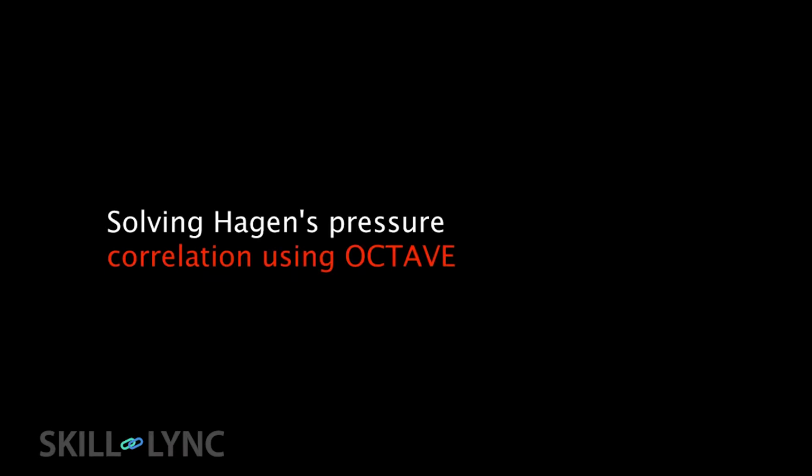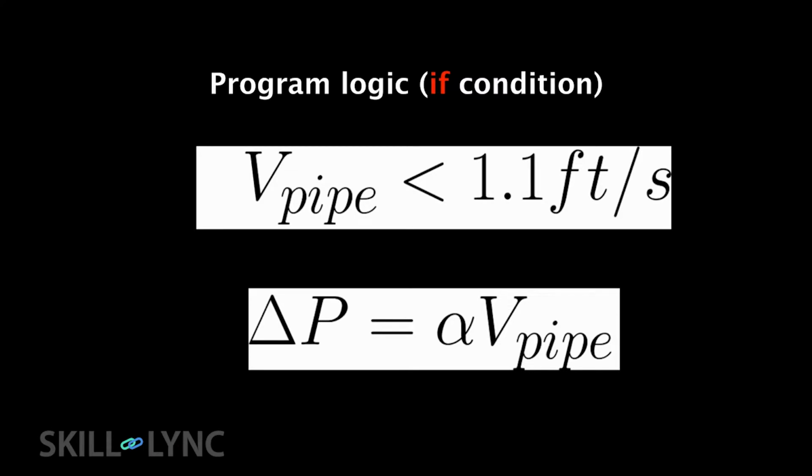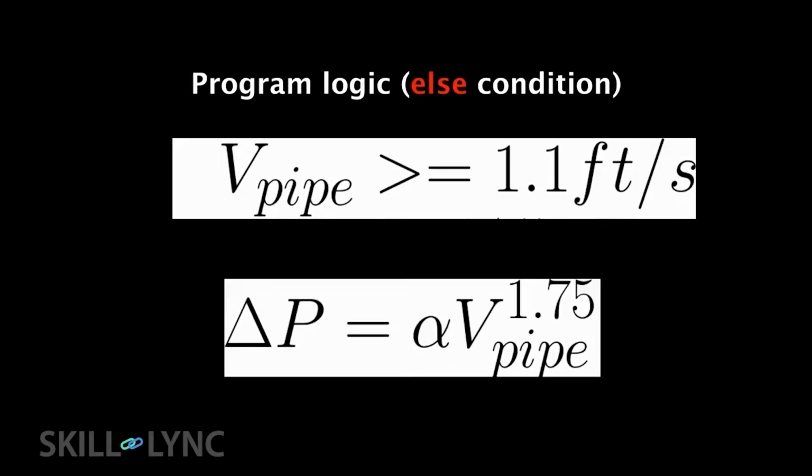As said in the previous video, we are going to solve the correlation that Hagen proposed. The program logic is very simple. If the velocity through the pipe is less than 1.1 feet per second, we will use the formula pressure drop is equal to alpha times velocity. Else, the pressure drop will be equal to alpha times velocity raised to the power 1.75.